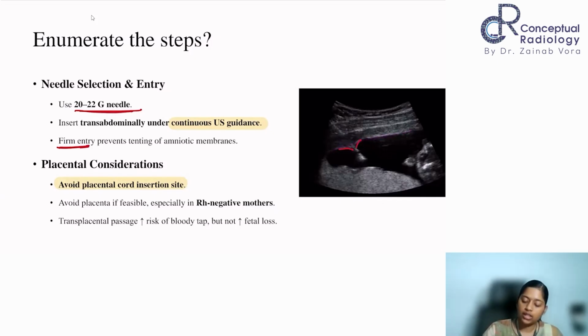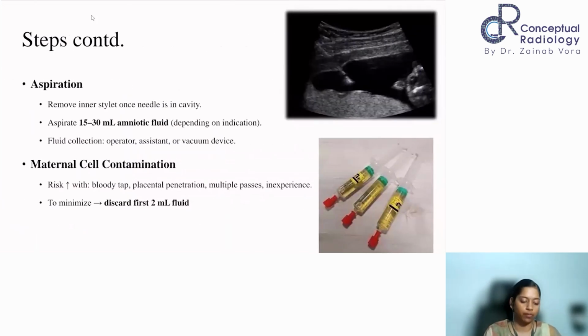And if you need a transplacental passage, for example, the placenta is anterior and there's no other window available, then transplacental passage can be taken, but it is associated with an increased risk of a bloody tap and contamination. But the risk of fetal loss between a transplacental and a non-transplacental route does not make a lot of difference, because it depends on the skill of the operator. But if possible, take the non-placental route, and your entry has to be firm. This will be demonstrated in a video also.